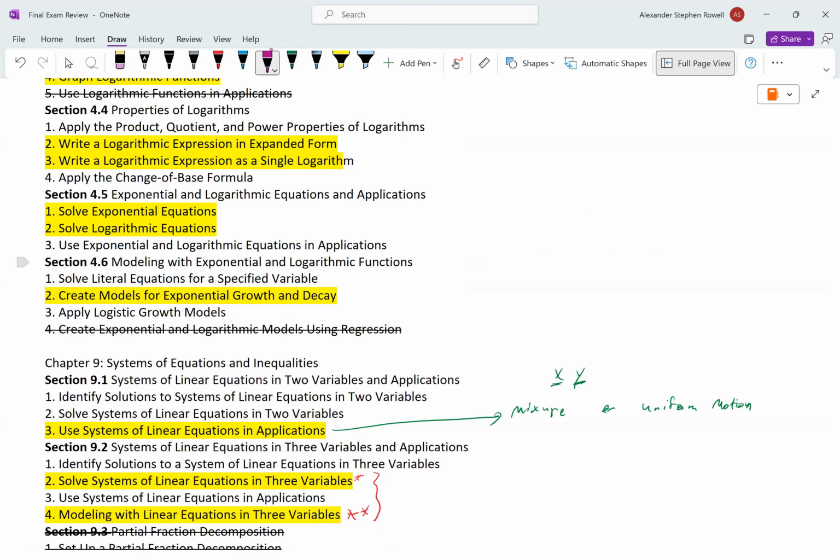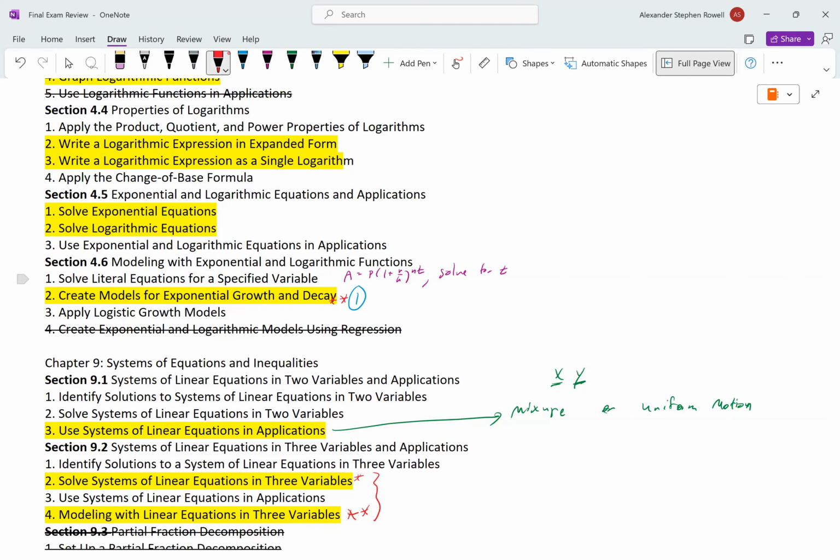4.6, on the last test, I gave you a literal equation with all these variables. I think I gave you A is equal to P times (1 plus r over n) to the nt. I asked you to solve for t. So since I already asked that on this test, I'm going to for sure ask the other, an exponential growth or decay problem. I'm skipping the logistic though.